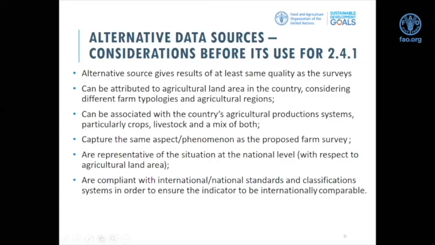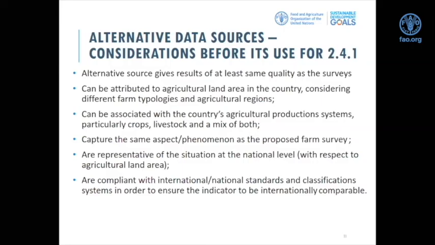Furthermore, it can be associated with the agriculture production systems, particularly crops, livestock, and the combination in between. So the problem is that there may be studies at a country level focused only on crops, or another focused only on livestock. So how do you integrate that information? And what about the holdings which are specialized in both these production systems? The alternative data sources should capture the same aspects and phenomena as proposed in the farm survey, as described in the indicator's metadata sheets.